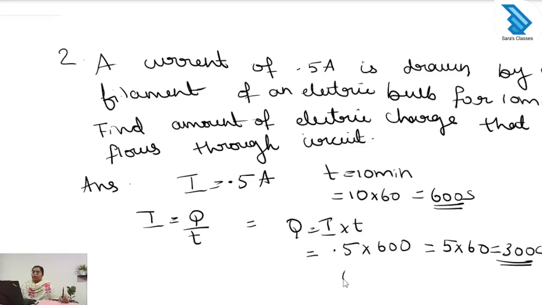So the charge is equal to 300 coulomb. We can go to the next problem.